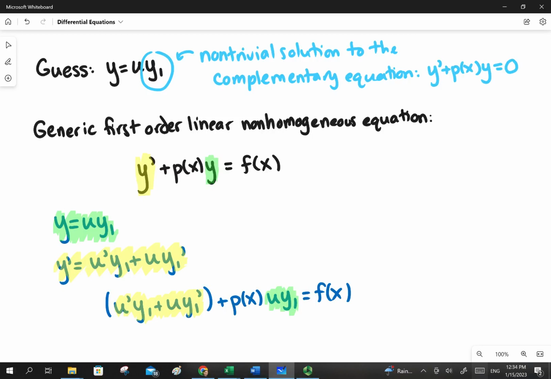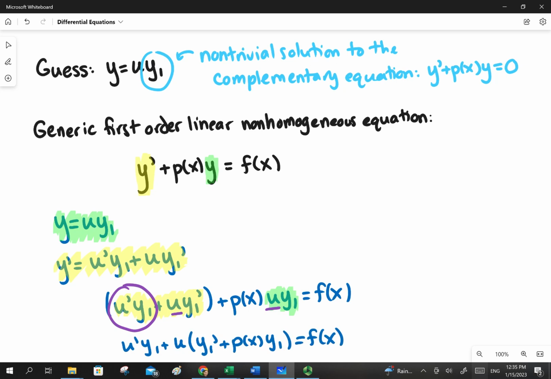Notice that because of how the product rule works, only one term has a u prime in it, and every other term on the left has just a regular u. This allows us to factor the u out of the second and third terms to get u prime times y1 plus u times y1 prime plus p of x y1, all equals f of x.